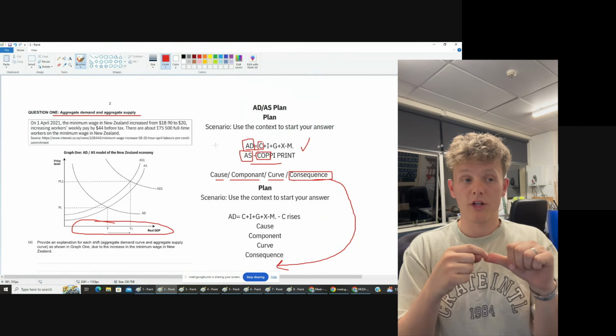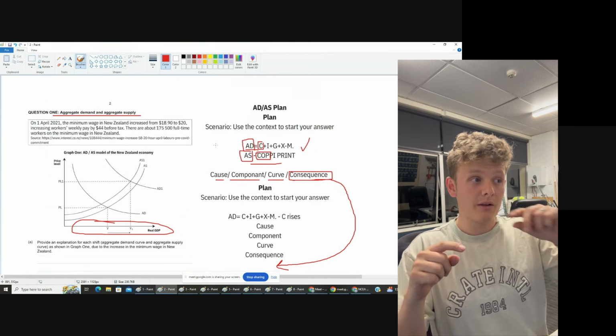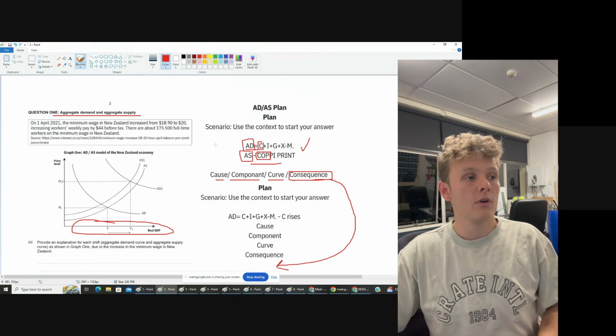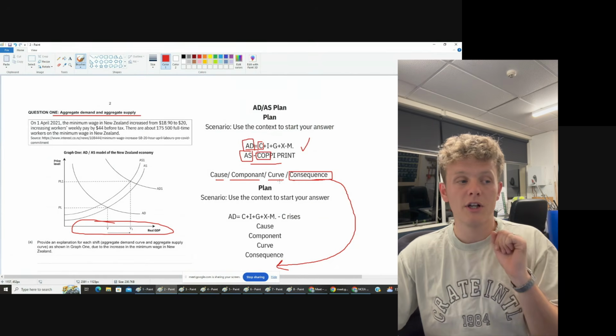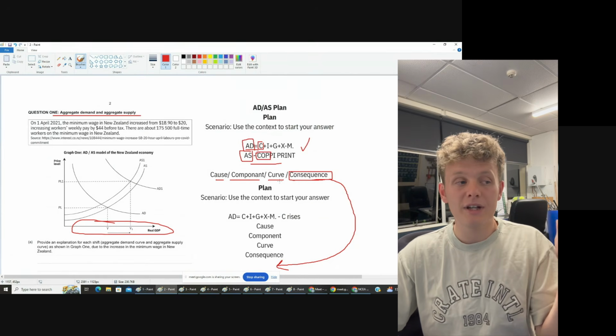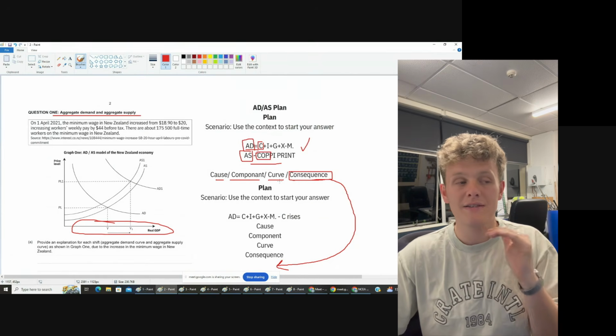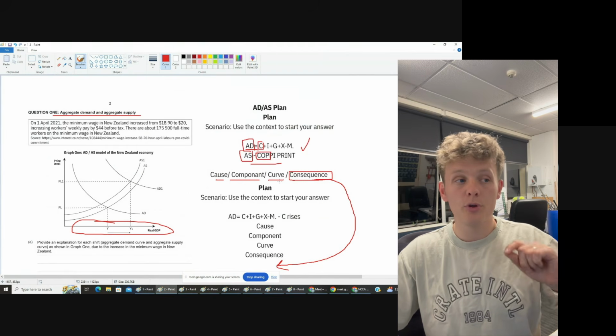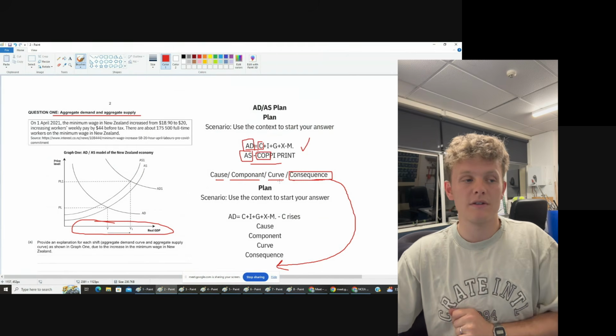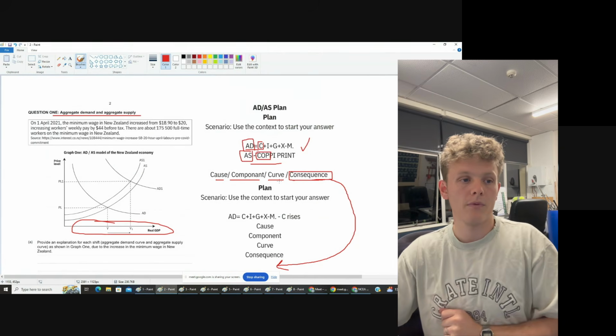And I've said cost of production, and I've said my cause from the resource material over here. So now I can move to curve. This increase in cost of production leads to a decrease in the supply curve from AS to AS1, as it is now less profitable to produce goods and services across the economy.